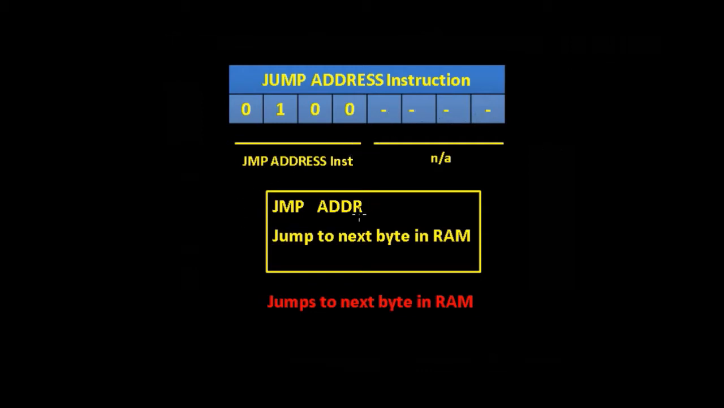So we can use this mnemonic here. We'll call it JMP ADDR. So it just jumps to the next byte in the RAM. Okay, so that's just restated there in red. It jumps to the next byte in the RAM.